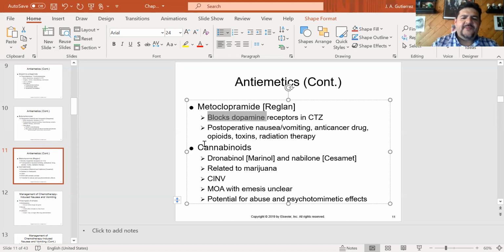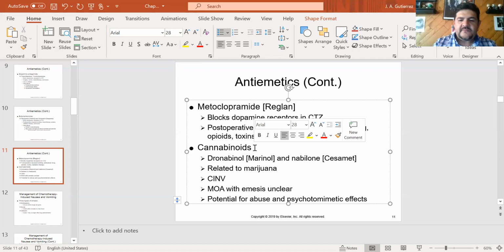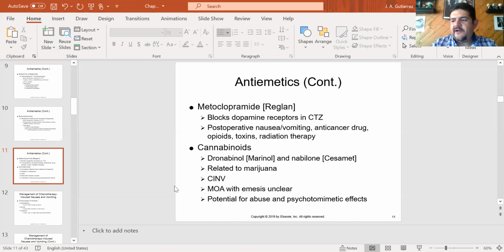And then we have the cannabinoids, medications that come from marijuana. So we have dronabinol, Marinol, and nabilone, Cesamet. They come from marijuana. The reason they use them to prevent nausea and vomiting is because they trigger hunger. That means they're going to stimulate the proper movement, proper peristalsis of the GI system, for that patient to feel hungry. And by doing that, I can take away that sensation of nausea and vomiting.